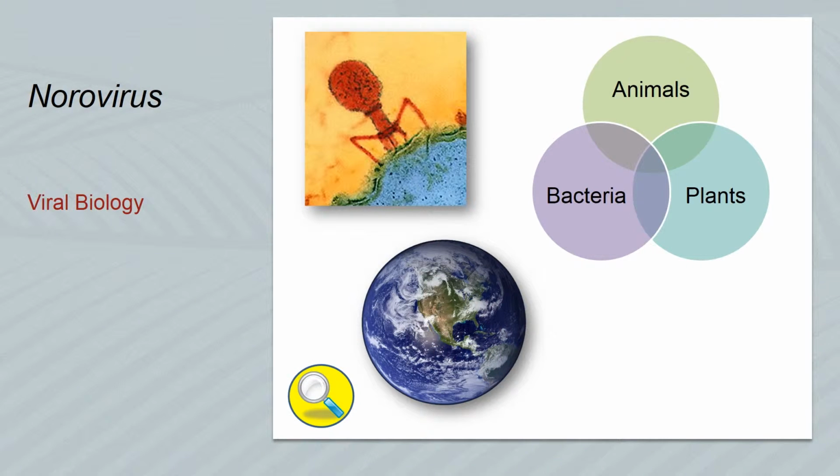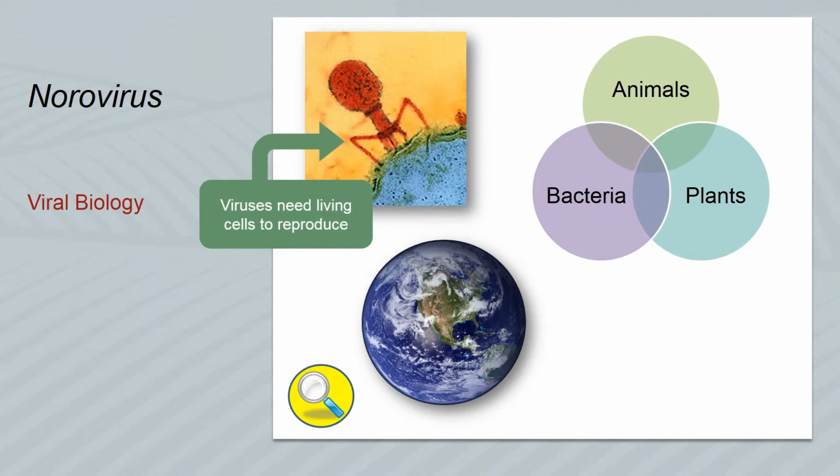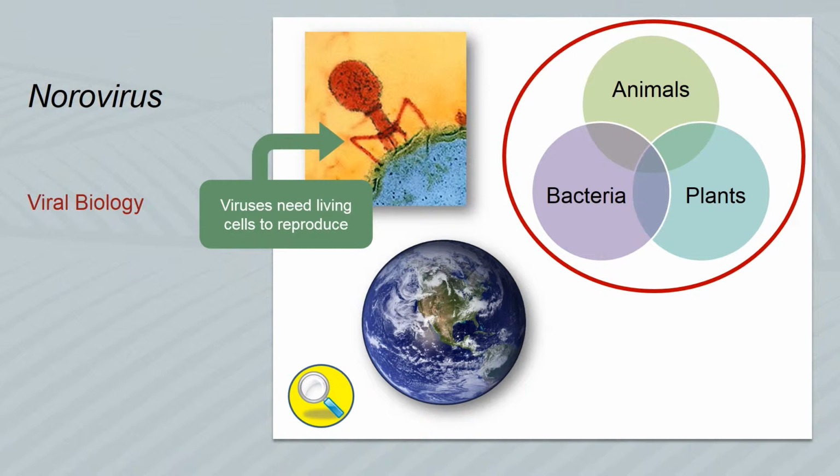In general, viruses such as norovirus, hepatitis A, and others can only reproduce in living cells. Viruses can infect all types of organisms, including plants, animals, which includes humans, and bacteria. They are found in every ecosystem on Earth.